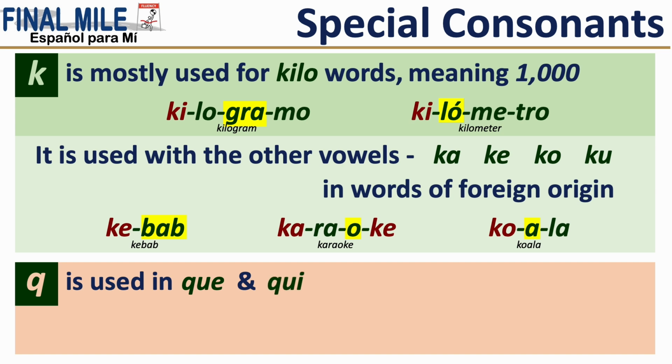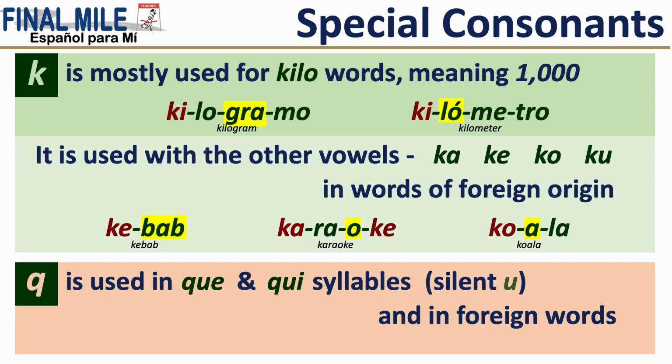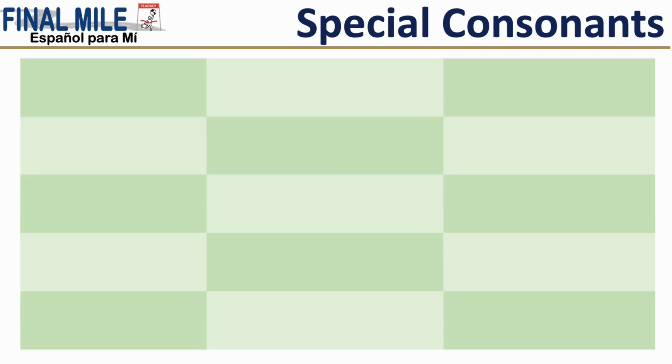Okay, we already know the Q. Okay, in true Spanish words, it will always be followed by a silent U, an E or I. Quemar. Graphic accent. Aquí. And word of foreign origin. Qatar. Okay, let's practice with some words that have those consonants in them.